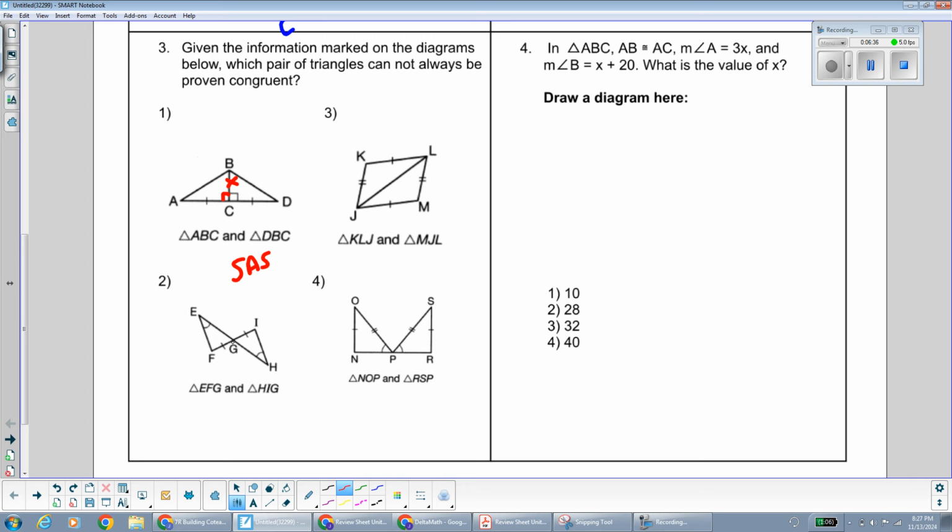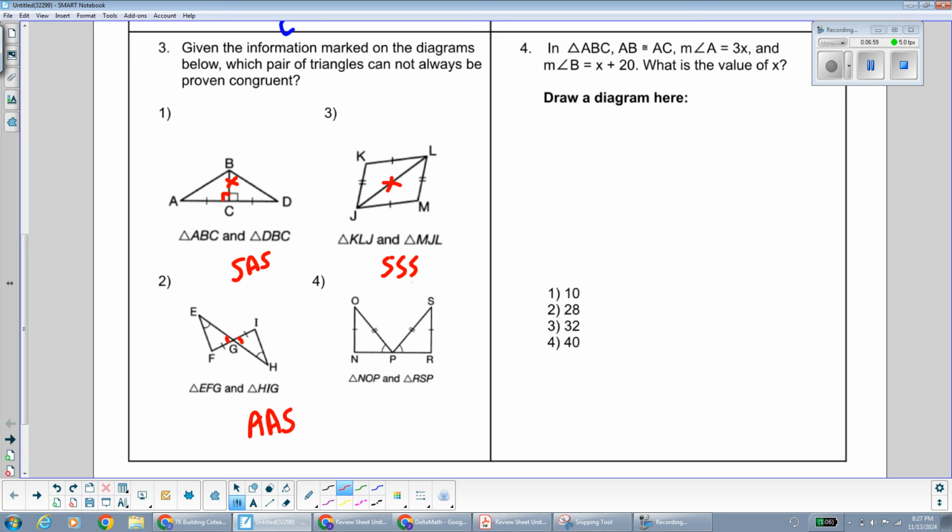Here, we do have congruent vertical angles. So we have angle, angle, side, angle, angle, side. Here, we do have a shared side between the two triangles. So it's congruent to itself by reflexive. So we have side, side, side, side, side, side.